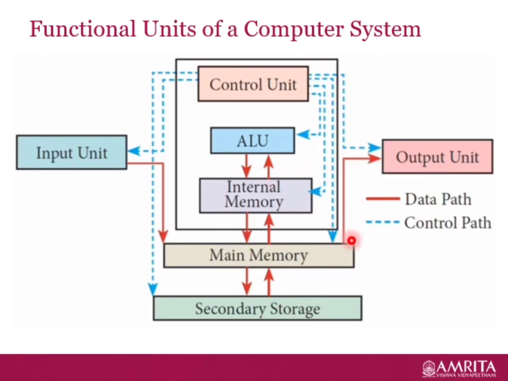Here we can see these red lines specifying the flow of data and the blue dotted lines specifying the control path. So what we can see is that whatever data we provide from the input unit will be given directly to the main memory or RAM, and it is kept there temporarily. If it has to be processed immediately, then it will be provided to the CPU for processing. Otherwise, the data is fed to the secondary storage for permanent storage.